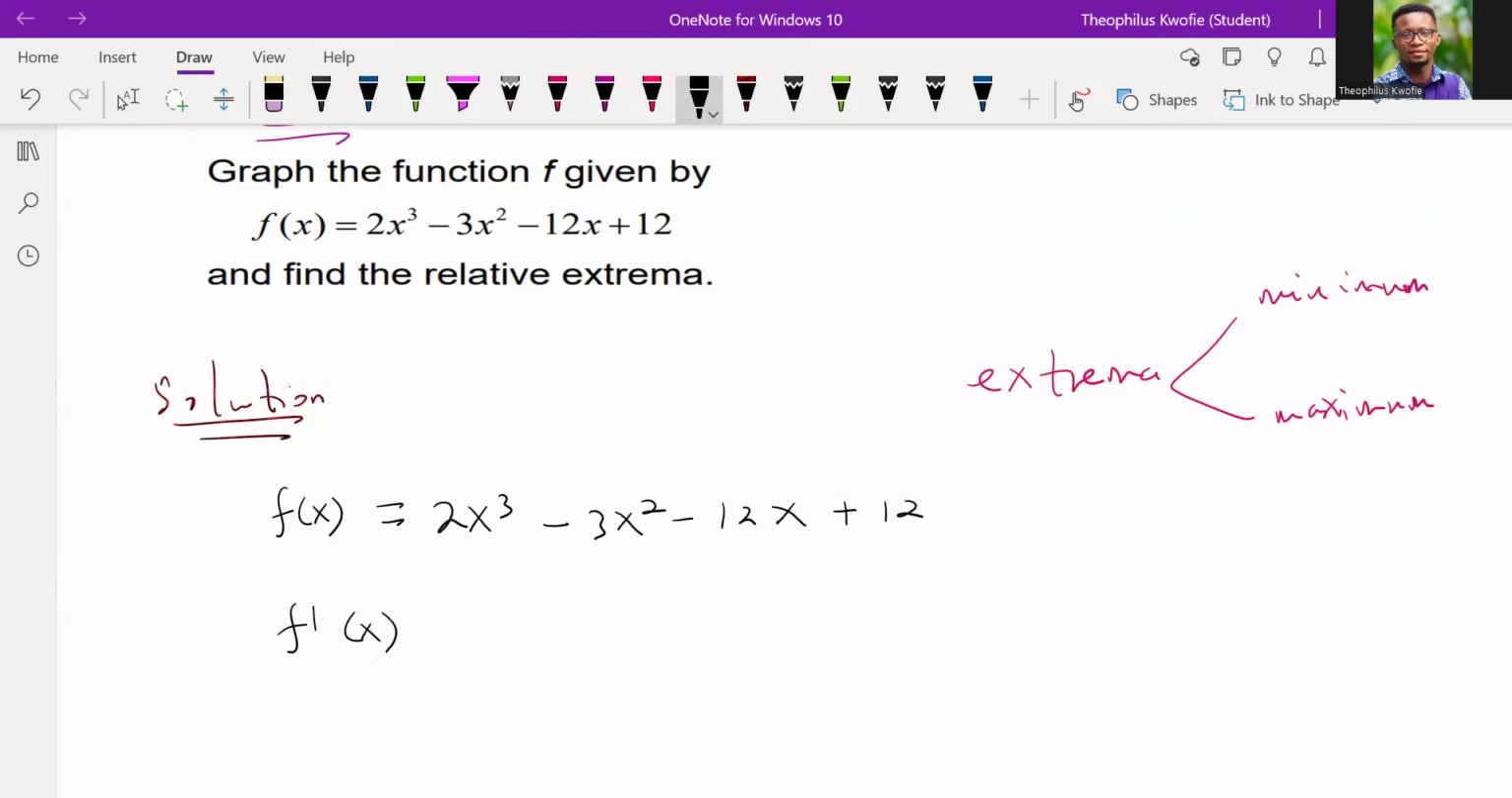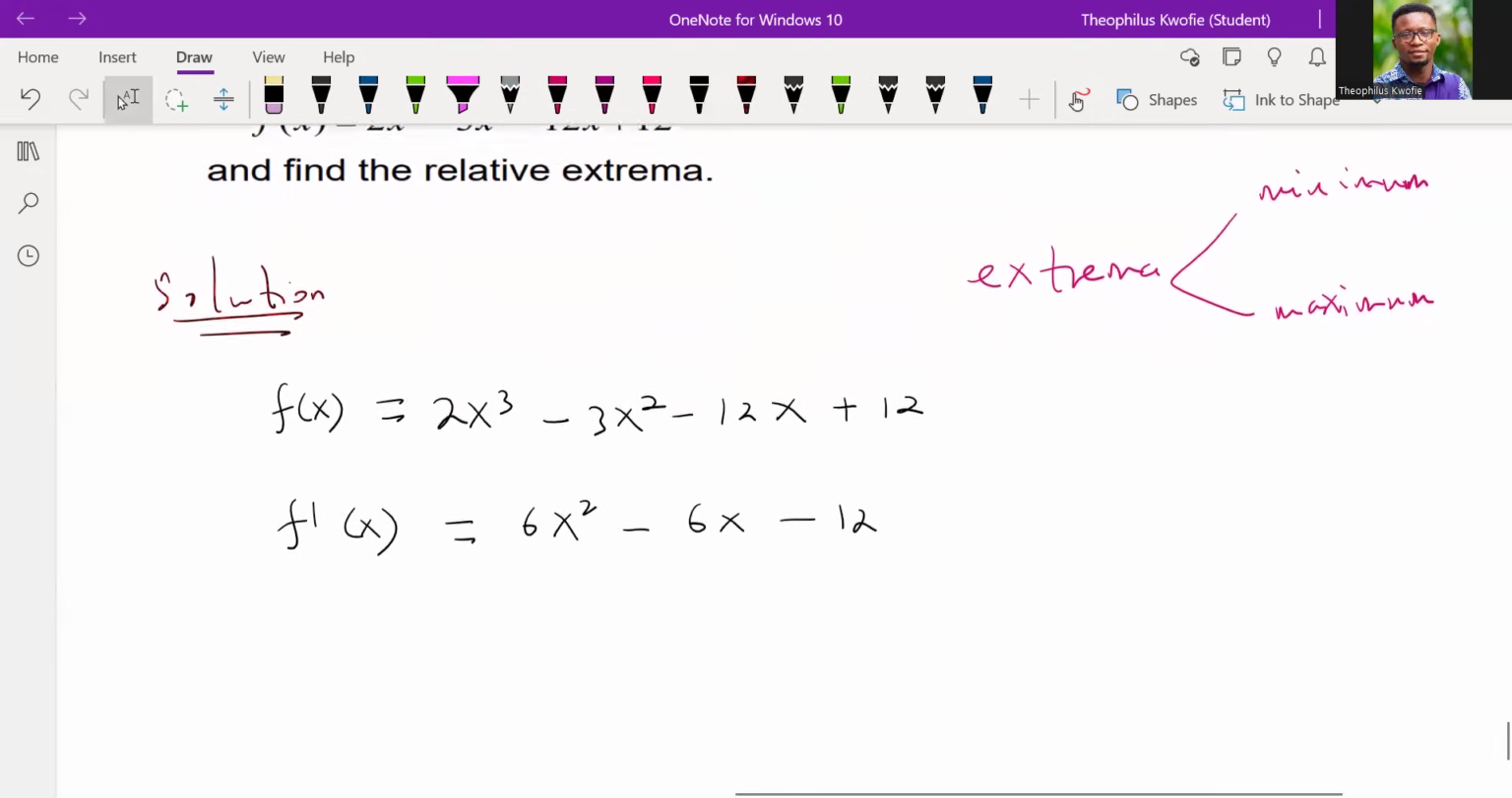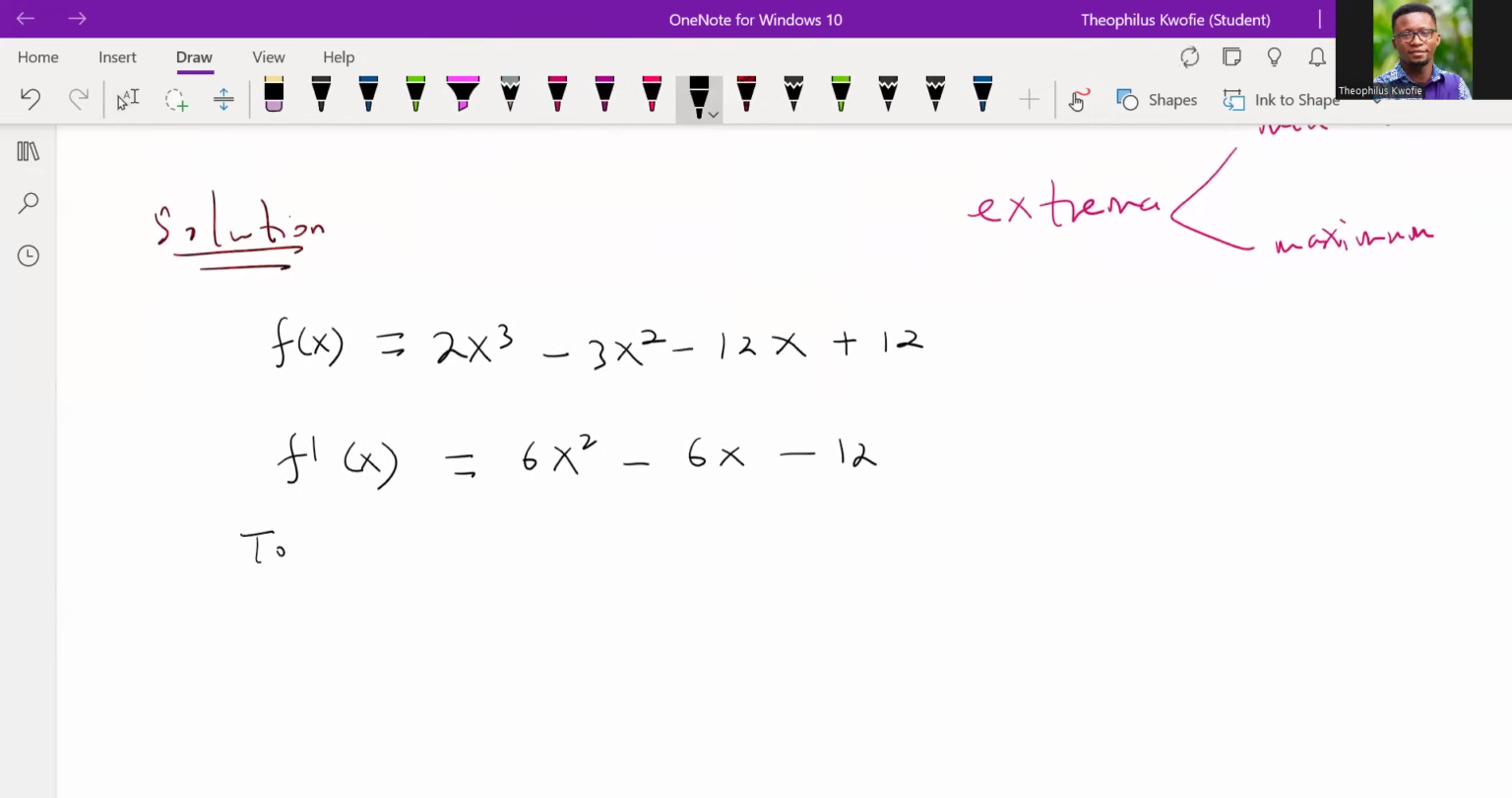So our f prime of x should be equal to what? That should be what? 6x to the power 2 minus what? 6x minus 12, right?